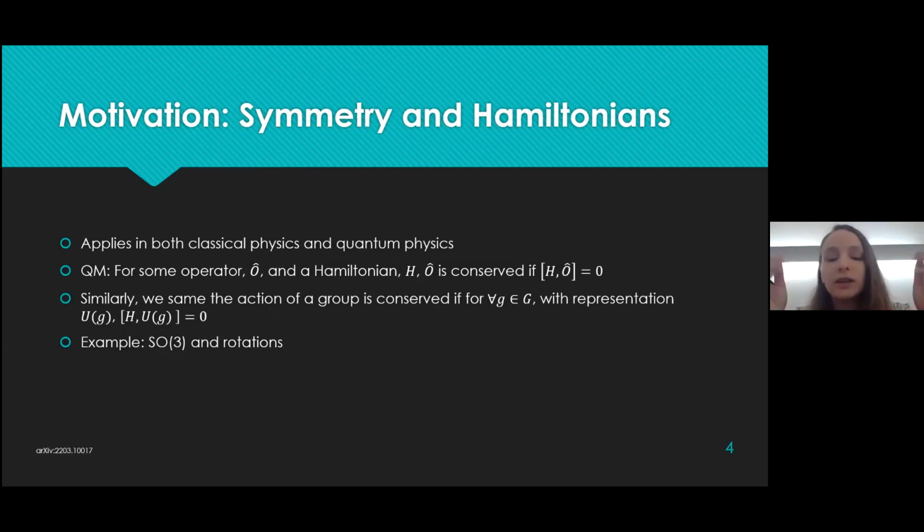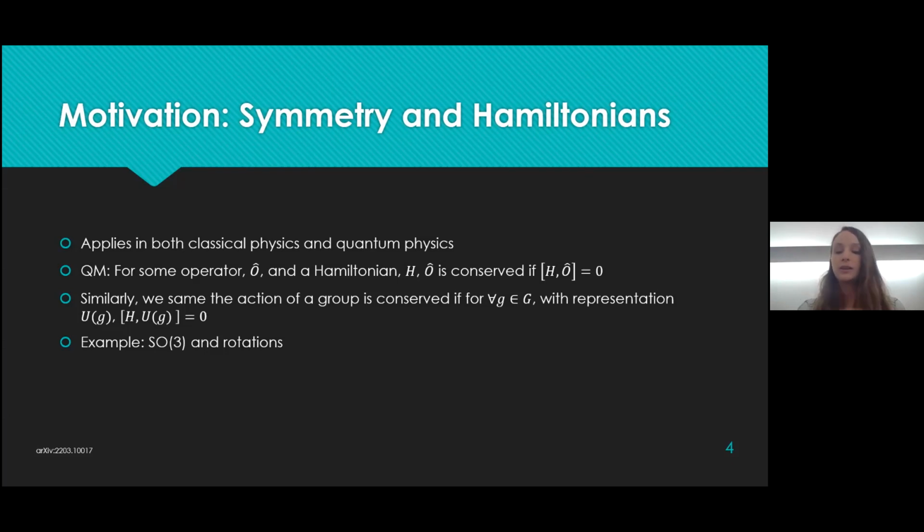But in quantum mechanics, if you're looking for a symmetry with respect to your Hamiltonian, it's always phrased in the way that you have some operator like we have here, some Hamiltonian that describes the dynamics of the system of interest. And then we say that there's a conservation happening, or there's a symmetry, if our operator commutes with our Hamiltonian.